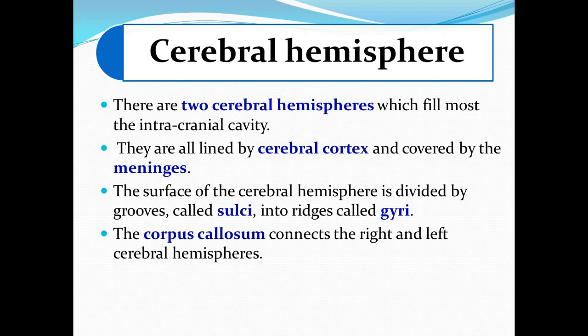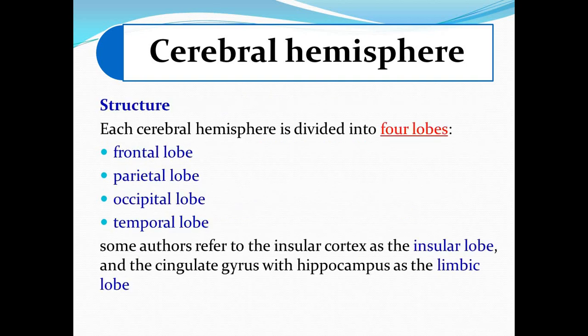The surface of the cerebral hemisphere is divided by grooves. These are called the sulci. The single is sulcus. And ridges or crests, these are the gyri. The single is called gyrus. The corpus callosum connects the right and left cerebral hemispheres, as we knew previously. The cerebral hemisphere is divided into several lobes. It has four lobes mainly: the frontal lobe, the parietal lobe, the occipital lobe, and the temporal lobe. Some authors refer to the insular cortex as the insular lobe, and the cingulate gyrus with hippocampus as the limbic lobe.